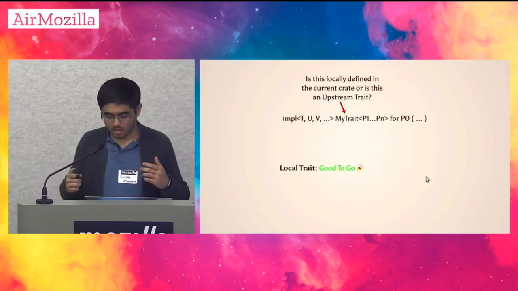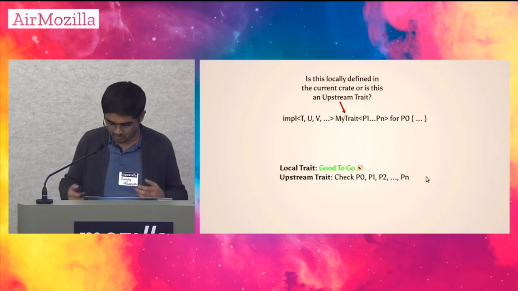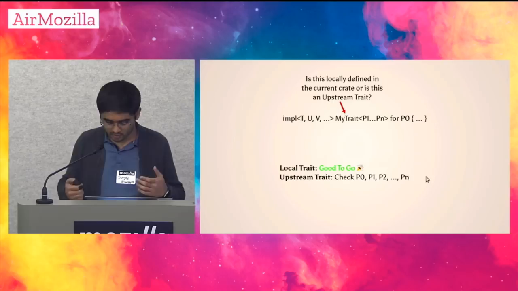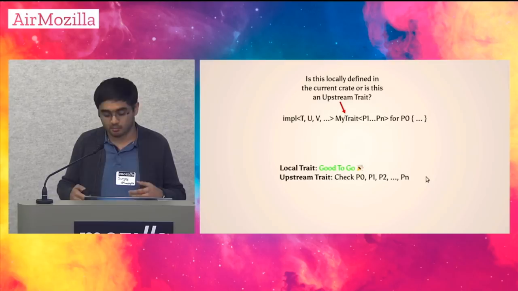But if the trait is an upstream trait, then the orphan rules say that we need to check a few more things. The first thing we have to check is that there's at least one type from P0 to Pn that's locally defined in the current crate. Part of the definition of the orphan rules is that we actually start searching from the implemented type and then go through each type parameter in the trait in order. I labeled those types from P0 to Pn, so it's easy for us to remember to do that.